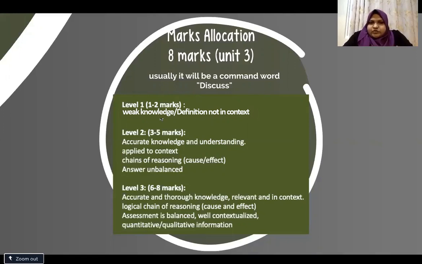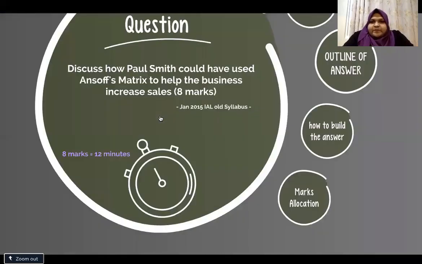Chains of reasoning should be there: cause, effect, and answer. If your answer is unbalanced, you are not going to reach level 3. So you need to balance your answer to actually reach the higher level, that is level 3, which is 6 to 8 marks. Accurate and thorough knowledge is required to achieve full marks, and it should be in context. Assessment should be balanced. There should be a logical chain of reasoning with quantitative and qualitative information. It should be well contextualized. So this is how the marks are distributed.